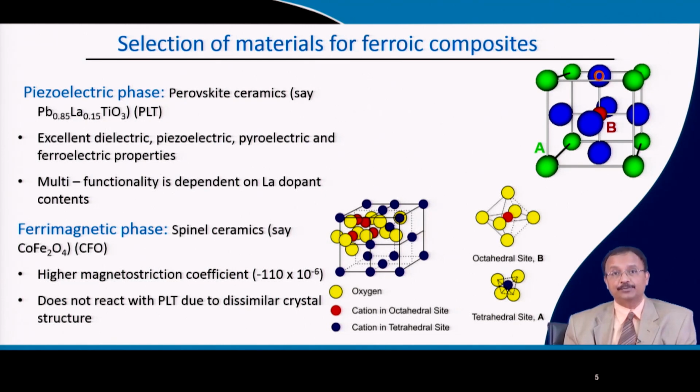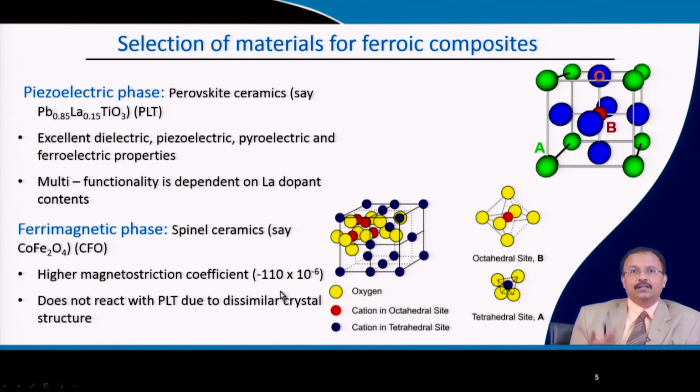We also talked about this material. You know that it has a spinel structure, and by this time you know what is spinel, what is inverse spinel. So, cobalt iron oxide is an inverse spinel structured material, and it exhibits very high magnetostriction. You know what is magnetostriction? When a magnetic field is applied, the dimension of this material changes, and it has a high magnetostrictive coefficient, about minus 110 into 10 to the power minus 6. That is quite a large value. So, this magnetostrictive material can be chosen for this kind of composite.